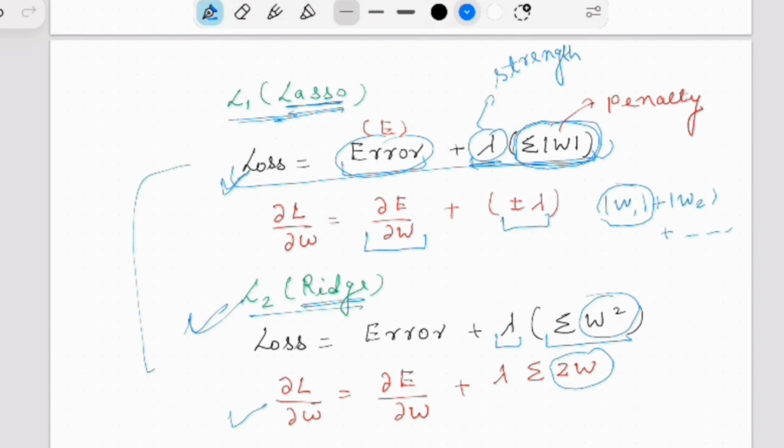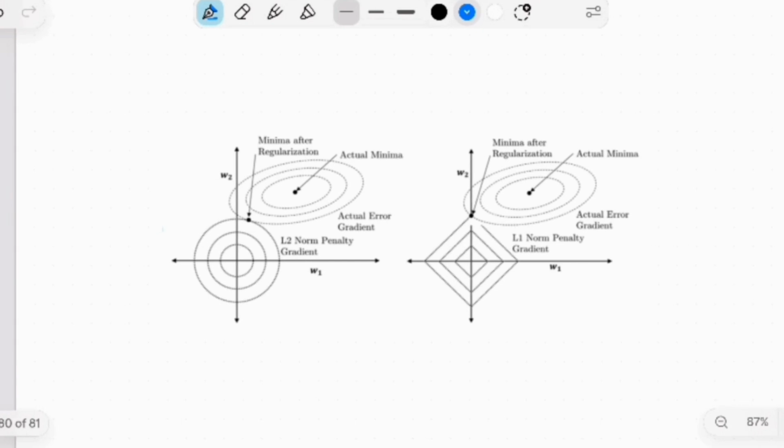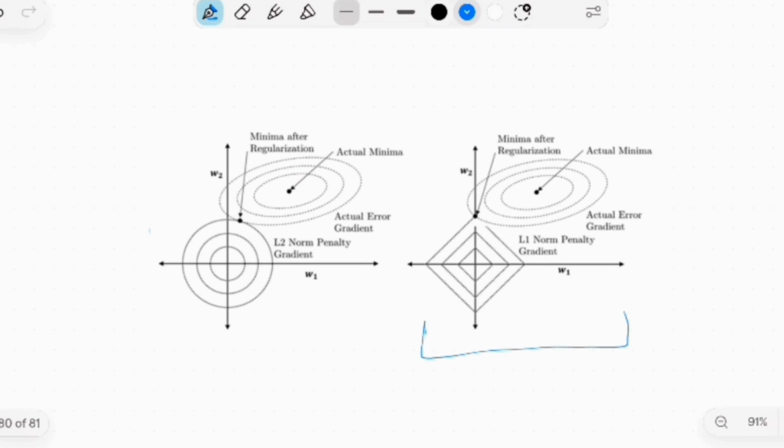Now let us look at this graph. Suppose I talk about L1. Here this is your loss or error contour. This is your actual minimum, meaning if I don't do regularization, then the actual minimum of the loss is here, which we have been finding in our algorithms. But once I add regularization, what is this?